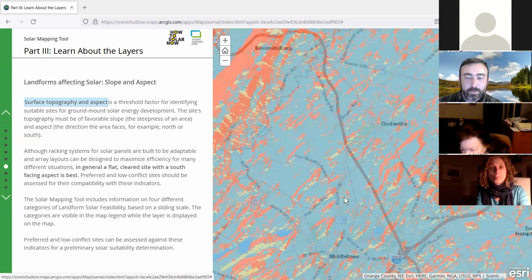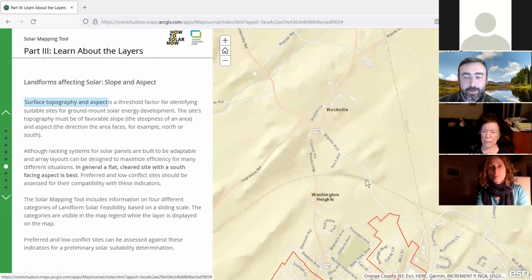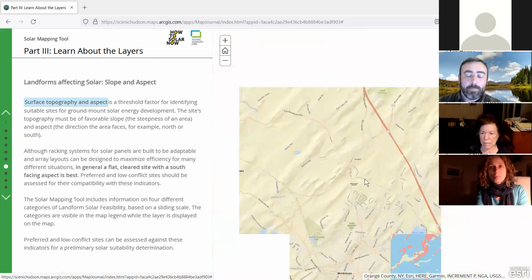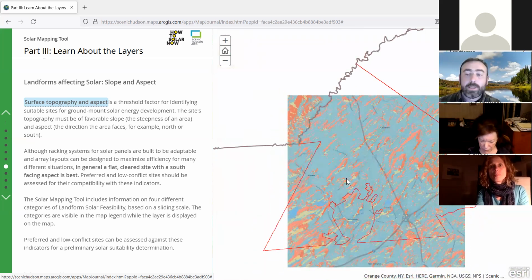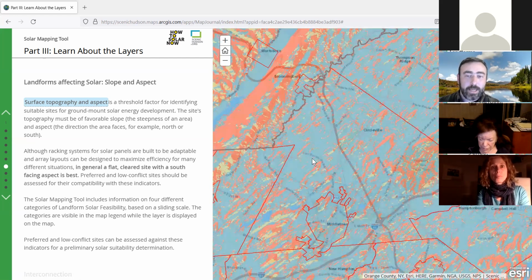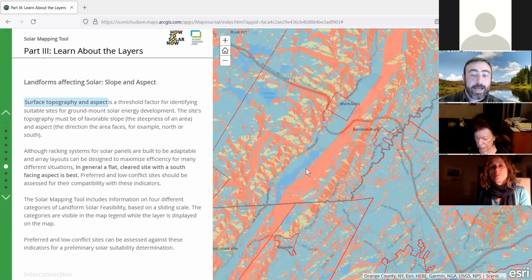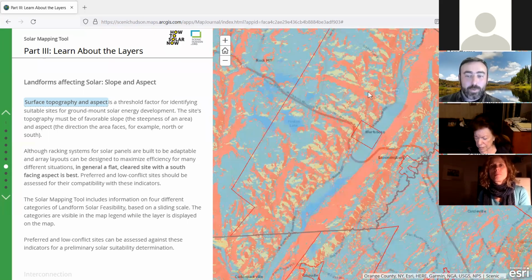Again, if you zoom in really close, the layer goes away because it's not accurate enough to zoom in that far. But if you want to look at your town as a whole, think about zoning and land use planning, this can be a useful layer, because you'll see as we go into the Gunks, the Catskills, the Taconics, the Highlands, there are broad swaths of area that are really not suitable.